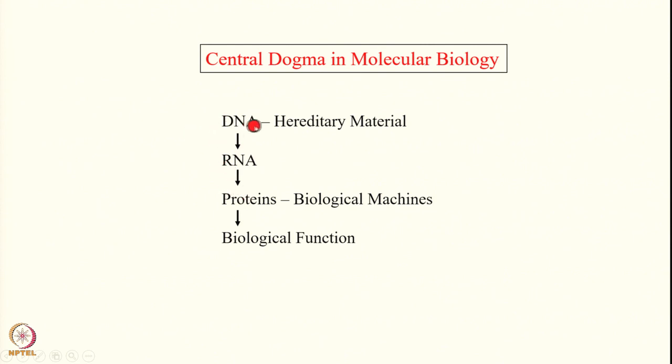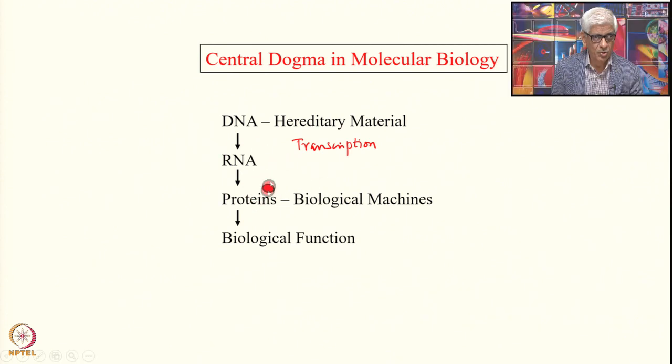Those segments which are transcribed are called the genes in the DNA, and they form RNA, which comes as what is called the messenger RNA. This process is known as transcription. And from the messenger RNA you have what are called the proteins.